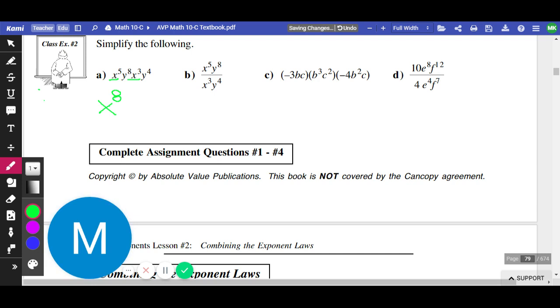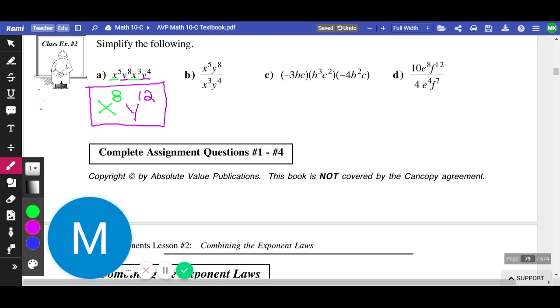I'm the only one who thinks it's scary when their x's get together. Cool. Then you look at your y's, right? So y's go with y's. Y to the 8, y to the 4. You're adding to become y to the 12. Awesome. It's that easy, right? It's just more of the same thing. Nothing's really changing here. As long as you understand that letters can only go with the same letter, life will be good.